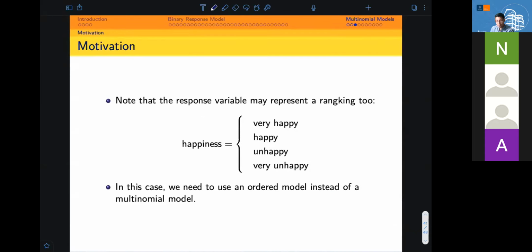Another variable that is of interest is not only the categorical variable, but the ordinal variable. Okay. So in this case, the response variable is going to represent a ranking. Whether you're happy, very happy, unhappy, or very unhappy is something that you can rank, something that is ordinal. Whether you're very satisfied, satisfied, dissatisfied, or very dissatisfied is also an example of an ordinal variable. Now, in this case, we're not going to use a multinomial model, but we're going to use an ordered model. We're not going to discuss the ordered model in particular in this lecture, but once you understand the idea behind the multinomial model, it's not going to be difficult to extend your knowledge into understanding the ordered model.